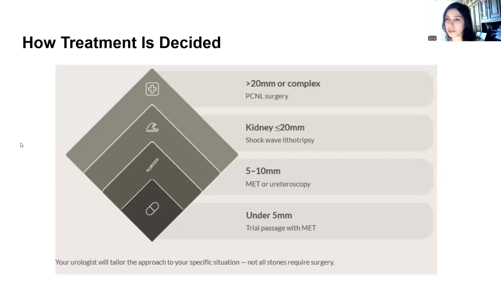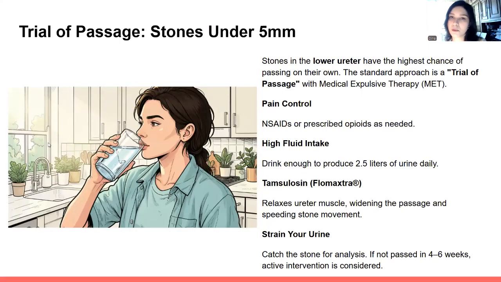Okay, and next, let's talk about treatment. Treatment depends on the size of the kidney stones. If it's less than 5 millimeters, it can pass by itself. But if it's bigger, we can use some interventions. Let's talk about if it's under 5 millimeters. It's a very tiny one, but it still can cause very severe pain.